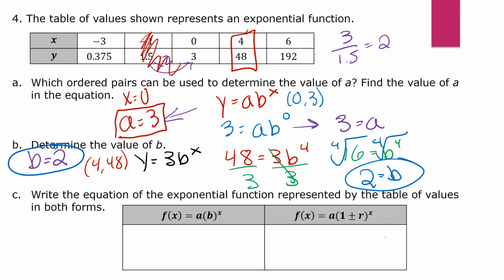If your table is ever not going up by 1, it's a little bit harder to find your common ratio. You would need to find another point and plug it in for x and y and solve for B.